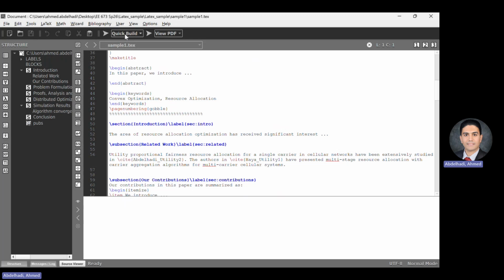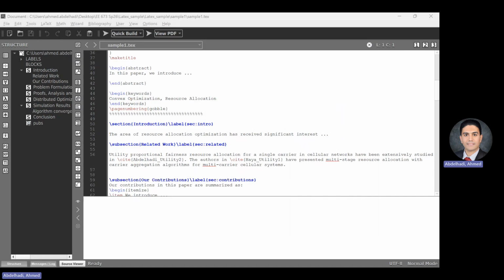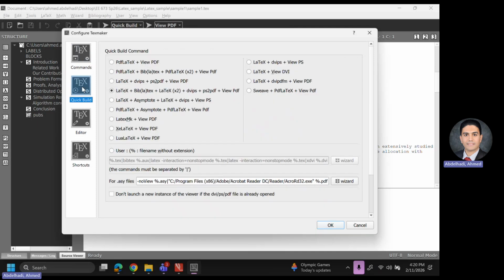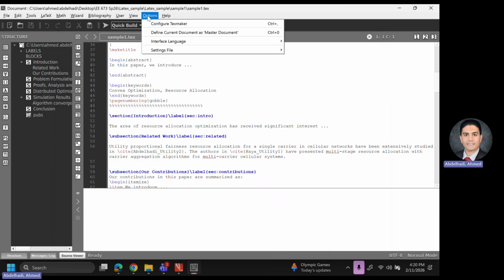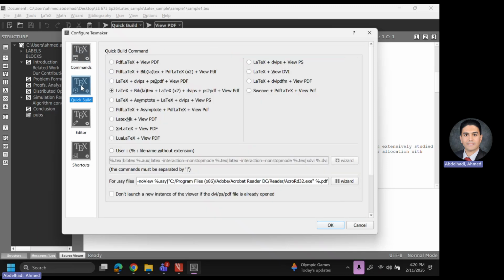Okay, when you run it, you have different types of runs here. One is called quick build, LaTeX, and so on. There are different types of runs. Usually what I do, I go to configure. Probably this is not visible, so let me change the share. So basically, you will see these choices when you open. Where does this come from? Options, configure TeXMaker, and then you put the quick build.